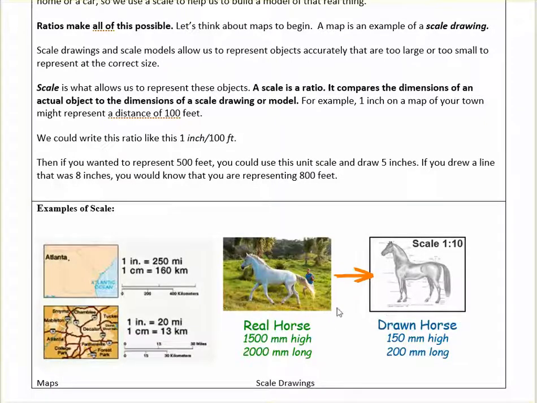Unlike a map, we have a horse. We don't want to draw the whole horse, so we do a picture, and it says that the scale is 1 to 10. So the drawn horse is 150 millimeters. The real horse would be 10 times that, so 1,500 millimeters, and so on. So those are two examples of when you would use scale to help us with measurements.